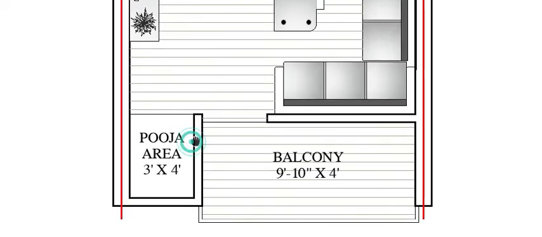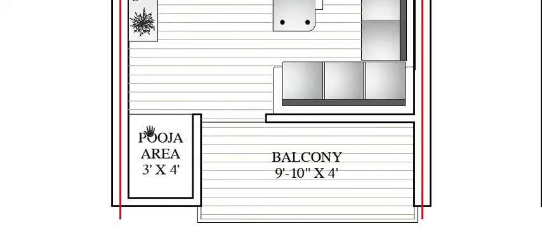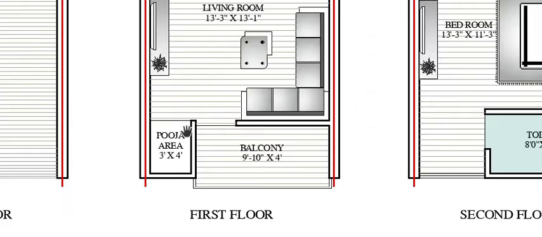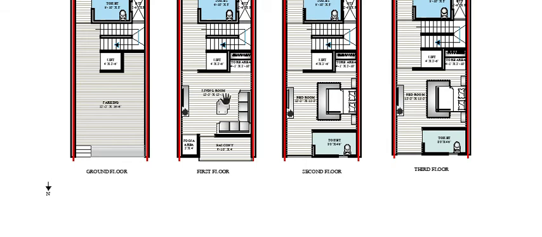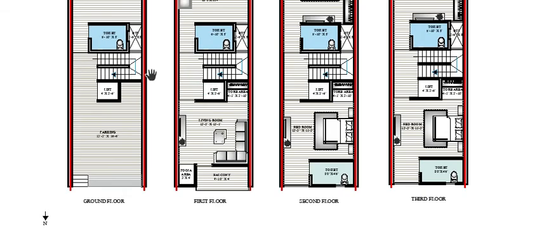Sorry. This is the puja area, which is 3 feet by 4 feet. It means here to here is 3 feet and here to here is 4 feet, towards the north east direction. Okay.